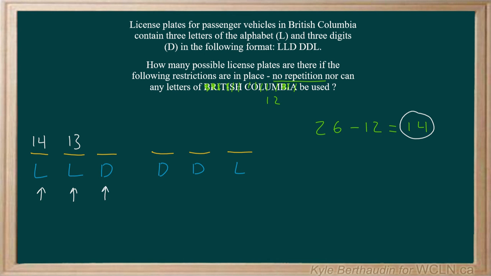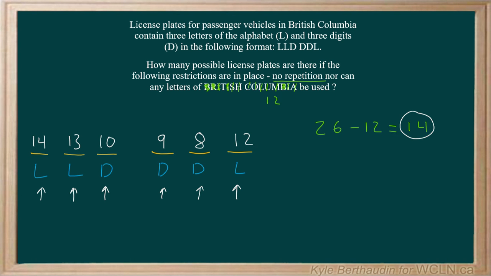Next, we come to a digit. We know that there are 10 different digits to choose from, all the numbers from 0 through to 9. Our next digit, we know that there are only 9 possibilities remaining, since we used one of them in the previous digit and we can't repeat. Thus, we have 8 digits remaining for this position. Finally, we have our final letter in our license plate, and we know that there are only 12 options remaining since we used 2 of the 14 possibilities already.